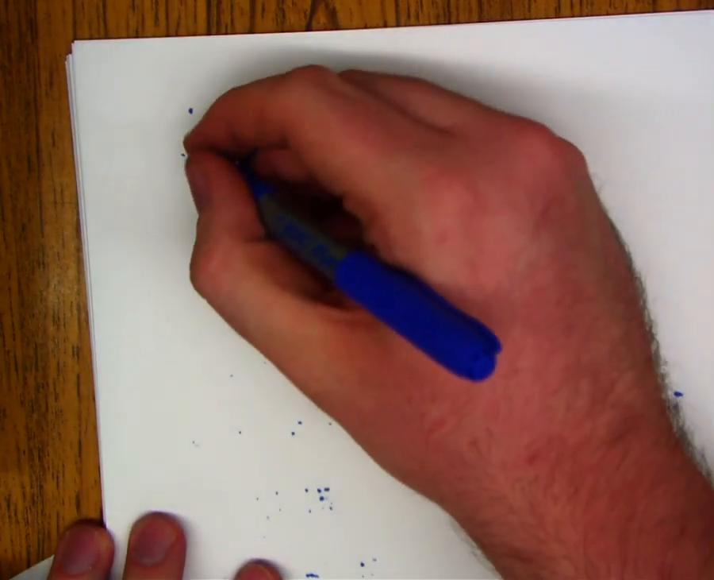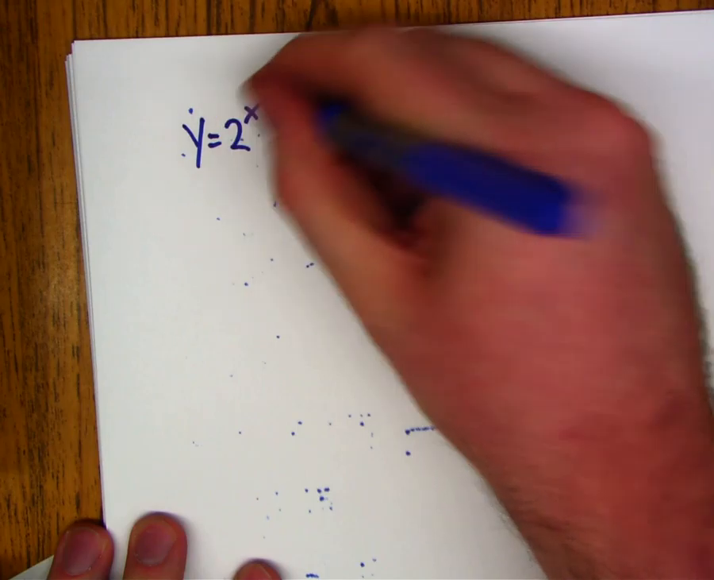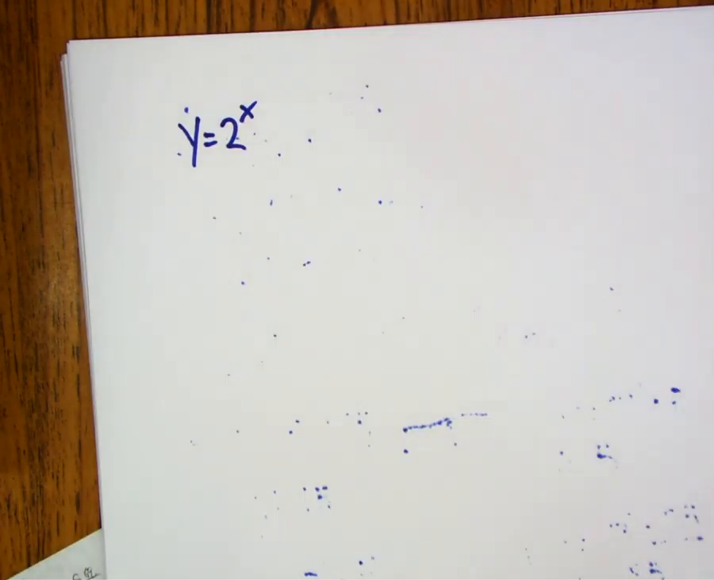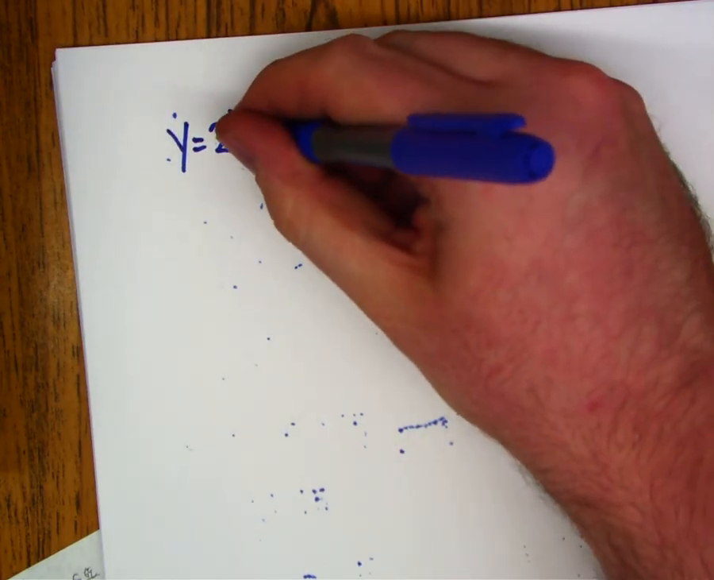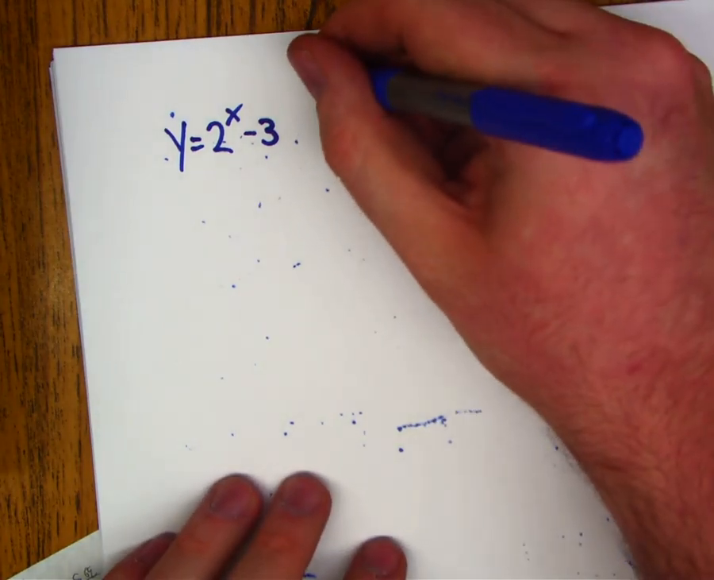So, I'm going to go ahead and end the video and just say I want you guys to graph y equals 2 to the x. And let's make it one that we haven't done yet. Let's make that minus 3. All right. So I want you to graph this.